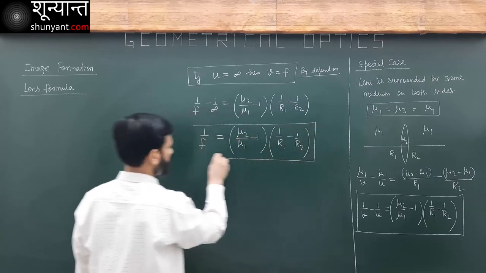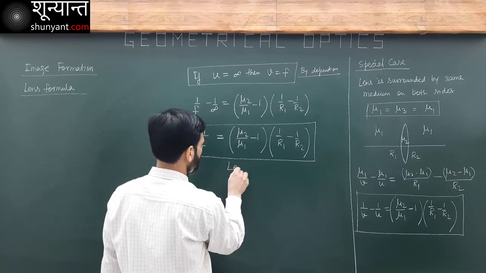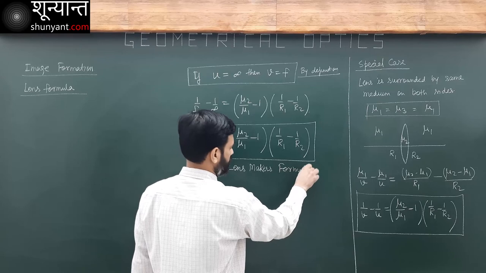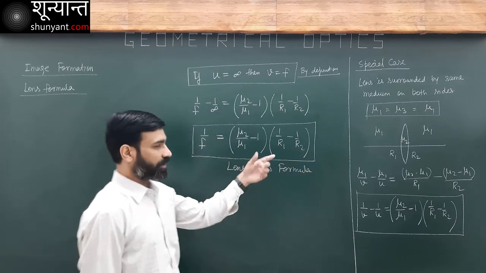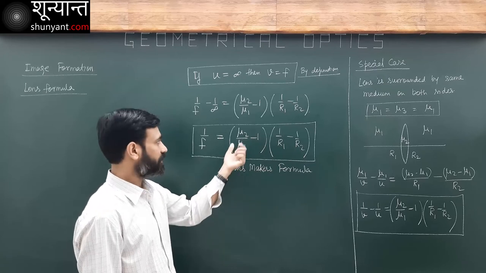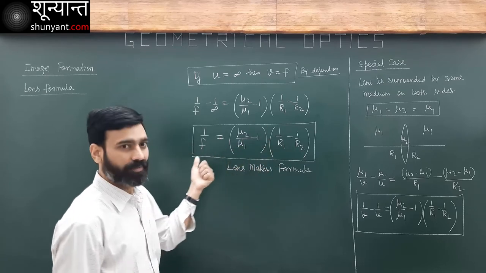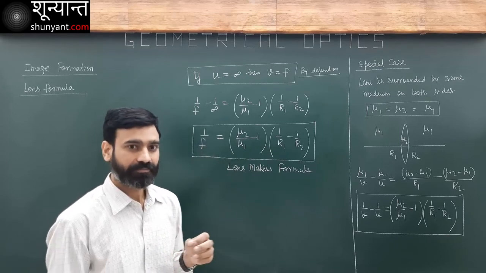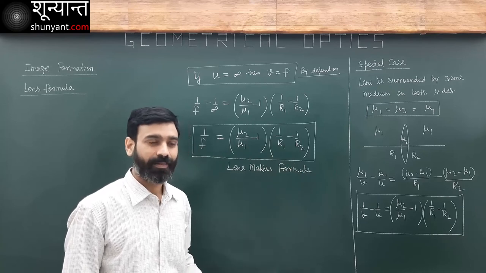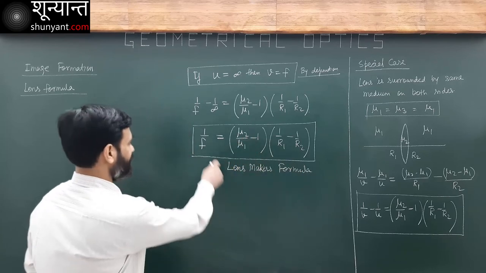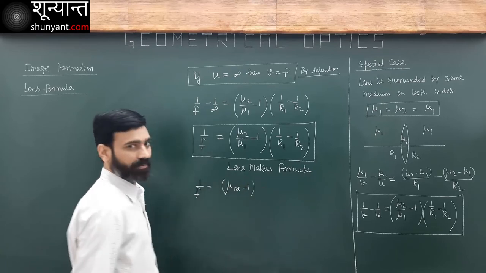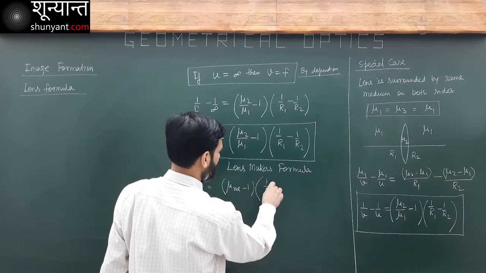Now, a very, very important formula, a very important relation. This is known as the Lensmaker's formula. What it tells us is very important. If I know the radius of both surfaces and the refractive index of the material and the surrounding medium, then I can find the focal length. Or, even more important than that, if I want to make a lens of a certain focal length, using this formula I can find what the radii should be and what the mu should be. We can also write this as 1 over f is equal to mu relative minus 1, times 1 over r1 minus 1 over r2.